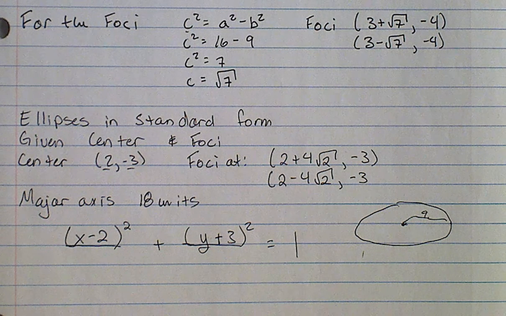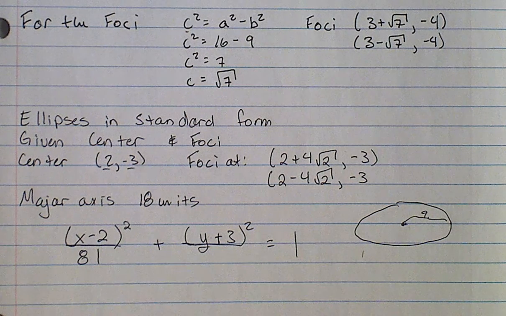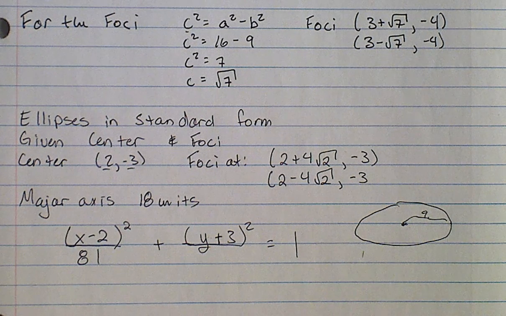Okay, why is it x, you think? Yeah, but why is it horizontal? How do you know? a goes under its long major axis. Yeah. So this is going to be 81 down here. The reason that you know it's horizontal is because the foci differ in the x-coordinate. They're at 2 plus something and 2 minus something, which means that the major axis is horizontal, which means that your a, the bigger number, the major axis, has to go under x.